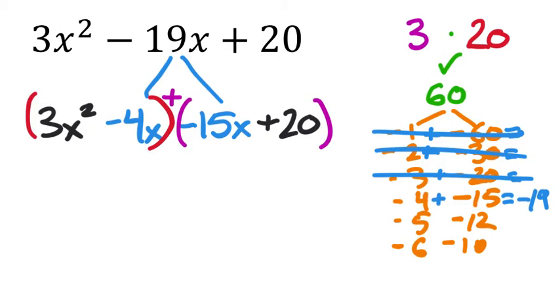From here, we're going to look for any common factors between the two binomials that we have right now to pull out. The first one I see is a 3x squared and a negative 4x. I just have an x that I'll be able to pull out there. If I pull out that x, what am I left with on the inside? Well, we took an x from the 3x squared, so you're just left with the 3x.